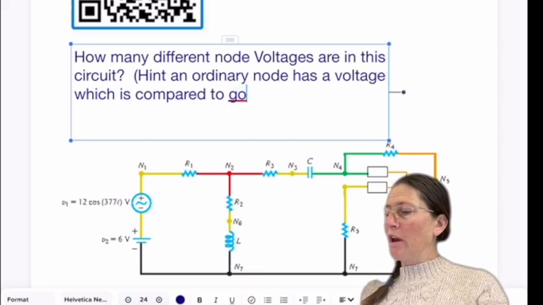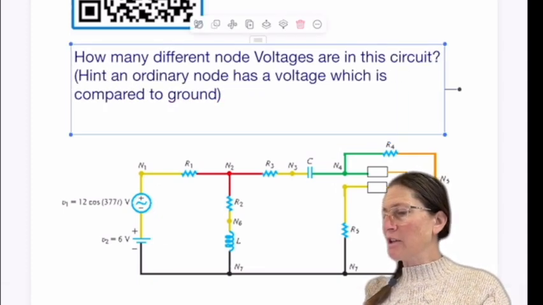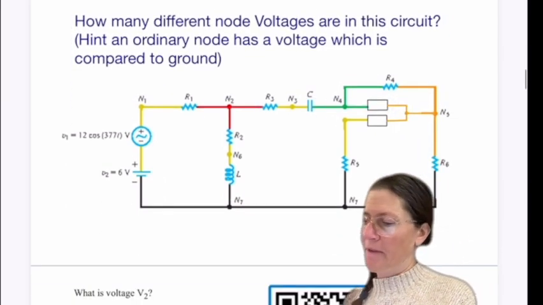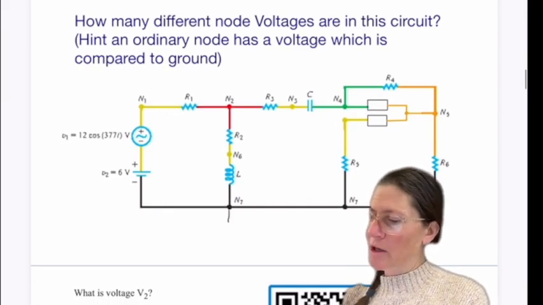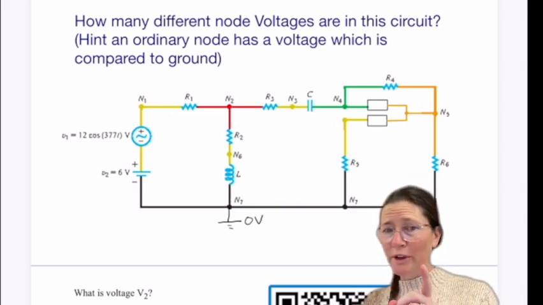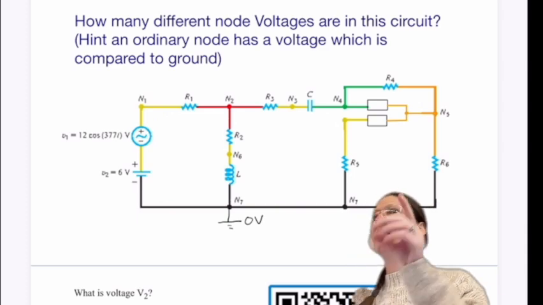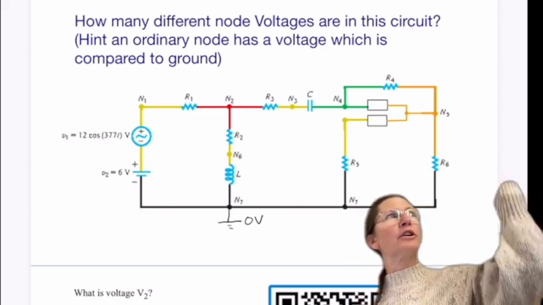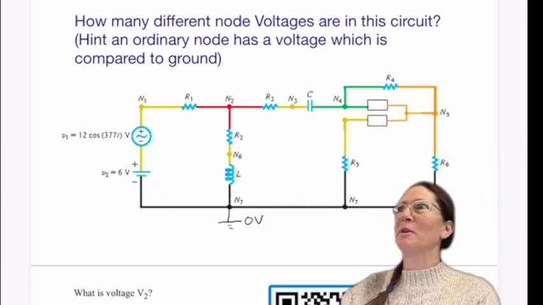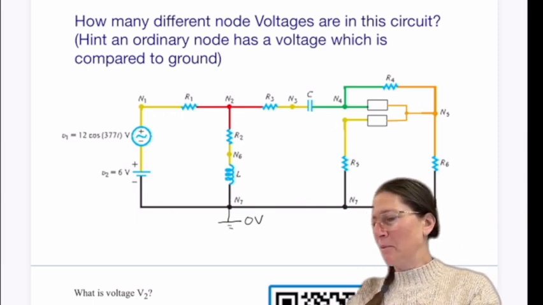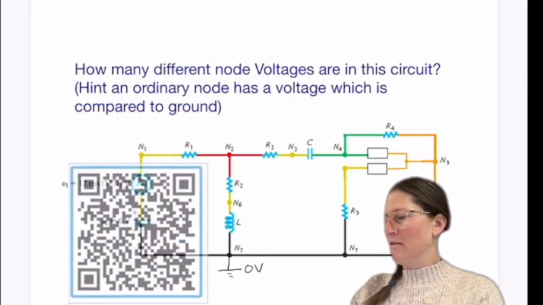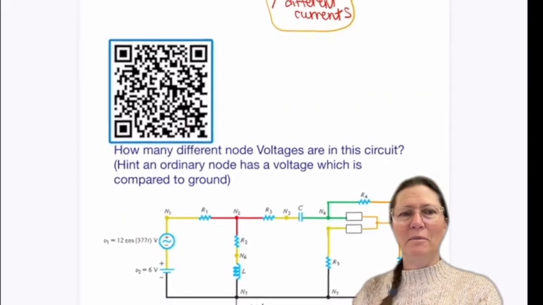Okay, so I'm going to label a ground here. So labeling a ground puts that location at 0 volts. So if I label this one here as 0 volts, this would be one unique voltage. So count that as 1. And then determine how many other nodes have a unique voltage on them. Does that make sense what I'm asking? Okay, so think about this for a minute.